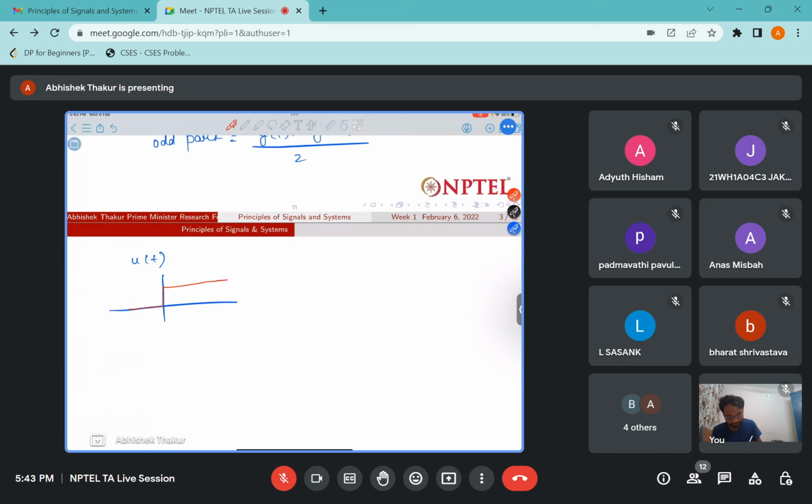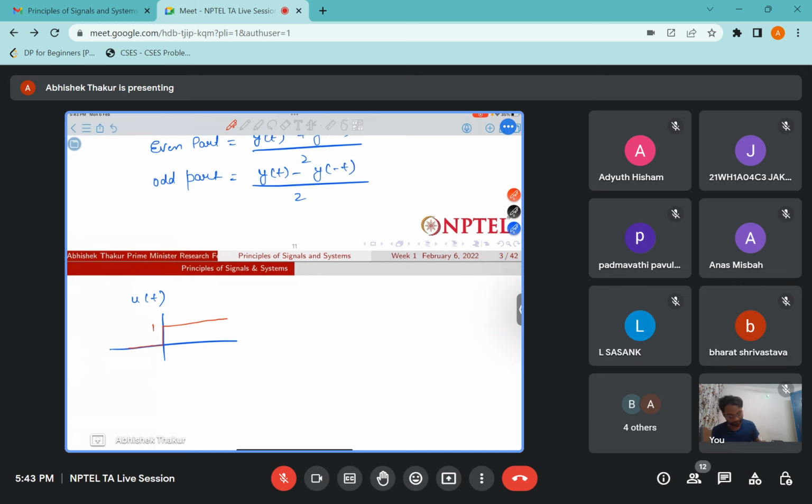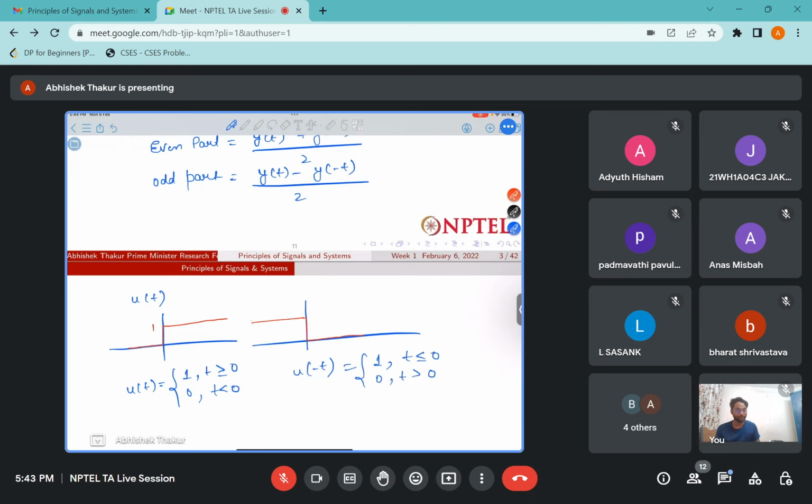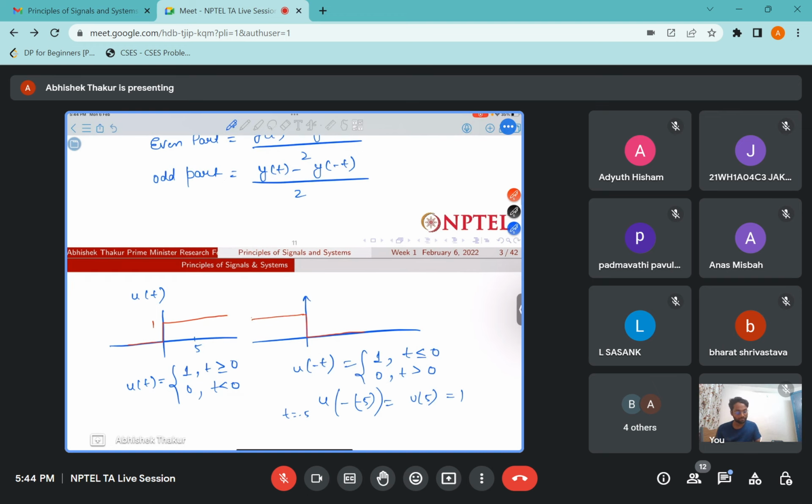This is our unit step function u(t). Now, what will be the value of u(minus t)? The curve of u(minus t) will be in this direction. How? Because u(t) is equal to 1 for t greater than 0 and 0 for t less than 0. Now for u(minus t), when will it be positive? When t is negative. So it will be 1 when t is less than or equal to 0 and 0 when t is greater than 0. Because when you substitute t equal to minus 5 here, it becomes u of 5. What is u of 5? That is 1. Understood? That's why the curve of u(minus t) will be like this.